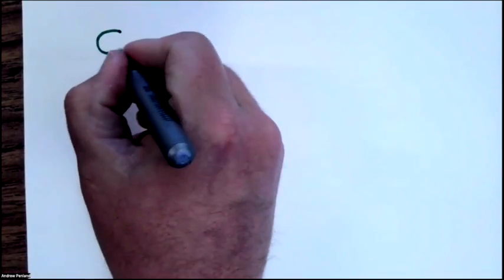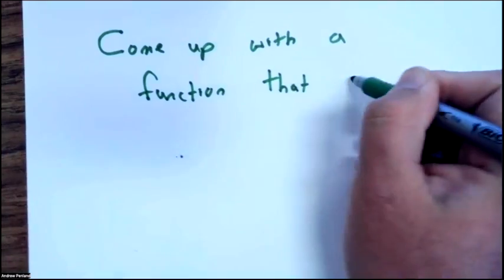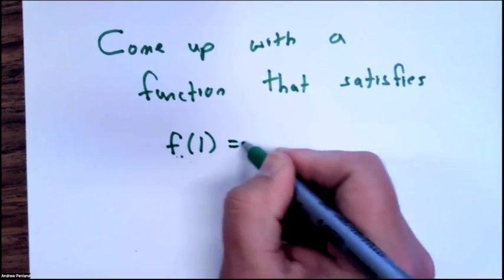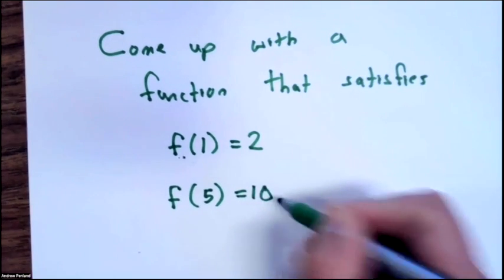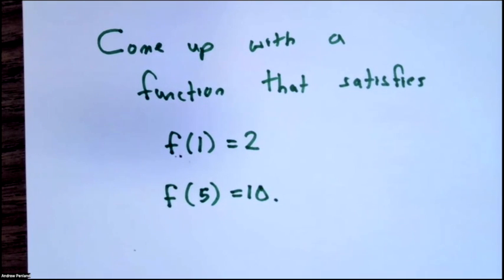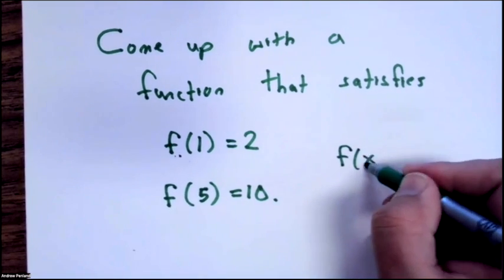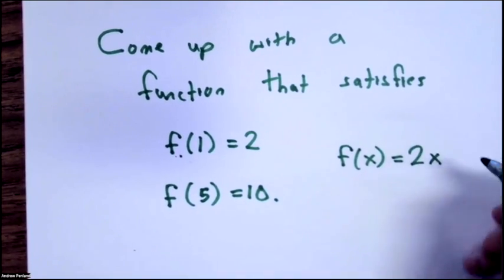If I said to you, come up with a function that satisfies f of 1 equals 2 and f of 5 equals 10, could you do it? Okay, what would it be? f of x equals 2x would be one solution.